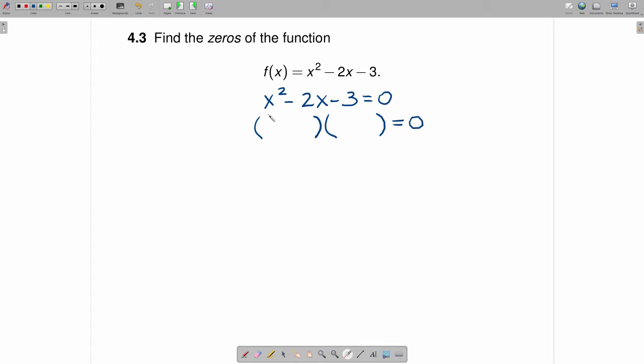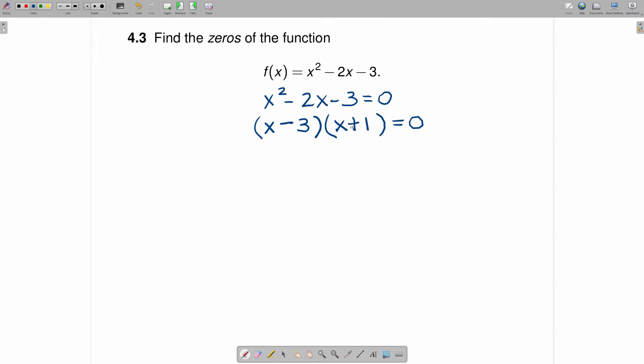Since we have an x squared right here, we try putting an x here and an x here. Since we have a negative 3 right here, we put a 3 and a 1 in those two positions. The way we get our negative 2 right here is to put a negative here and a positive here, and in this case it can be factored.